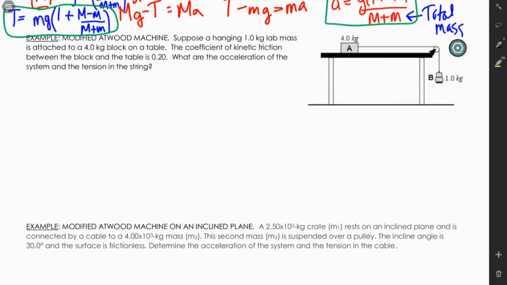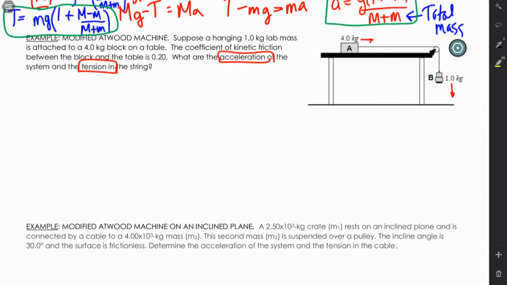All right, so here is the second type of connected object problem. This is what we call a modified Atwood machine. It has the same look as an Atwood machine, but the only difference is now you have a table, right? One of the masses is on a table. But again, draw, sum, solve. Very typical of these questions is that they always ask for the acceleration and the tension, okay? The thing is, block A will accelerate at the same rate that block B accelerates, okay?